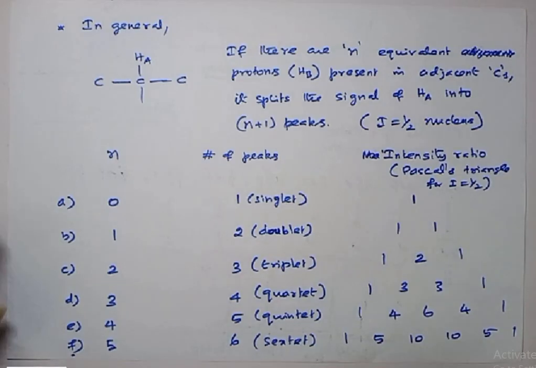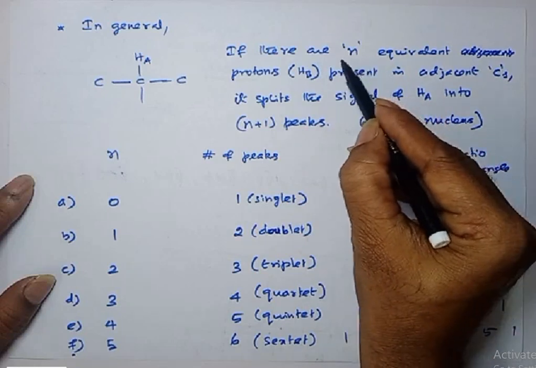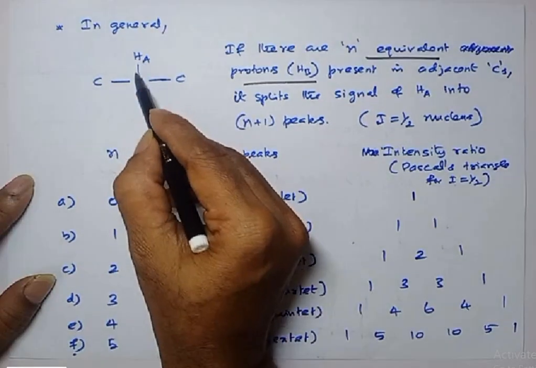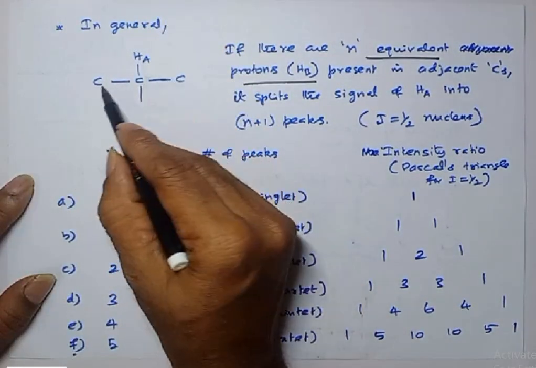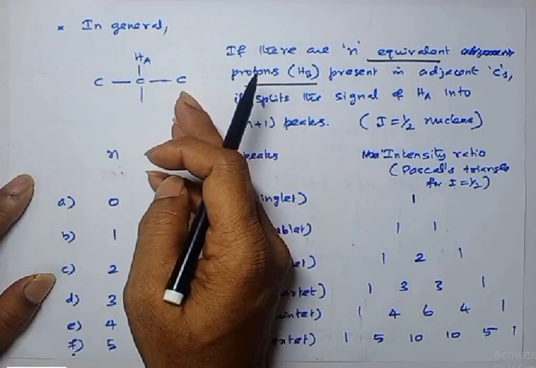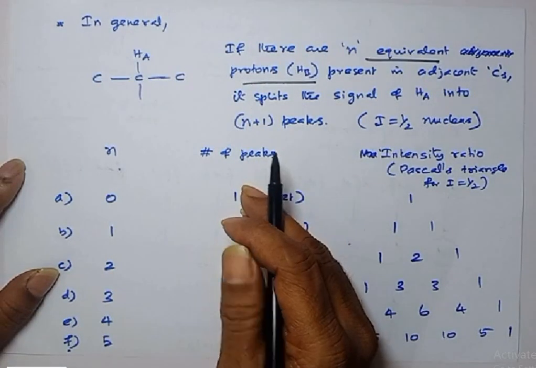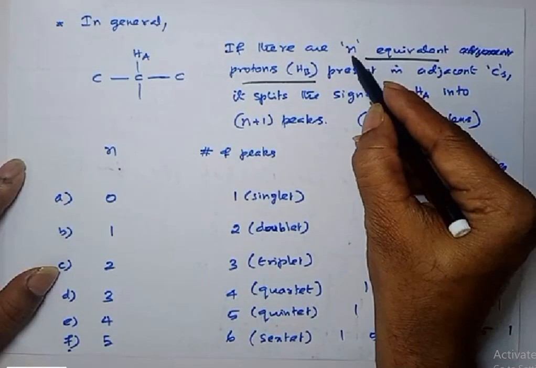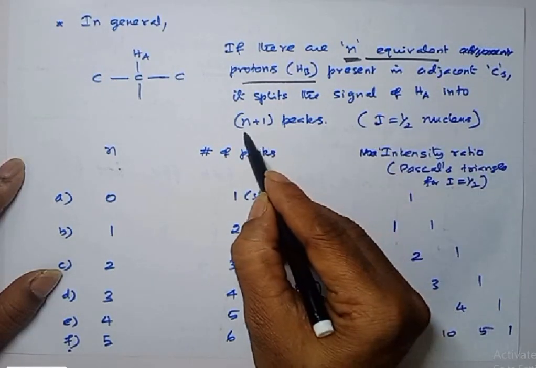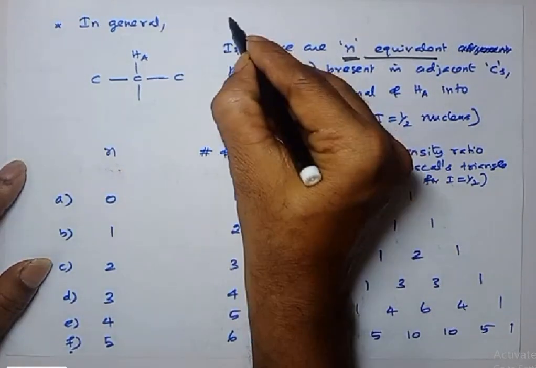So in general, if I have an HA proton, it gives one signal. If there are n equivalent HB protons present on the adjacent carbon, the protons attached to that carbon being equivalent, what will it do? It will split the HA signal into n plus 1 peaks. Why n plus 1? The reason is that the number of peaks is given by this formula.